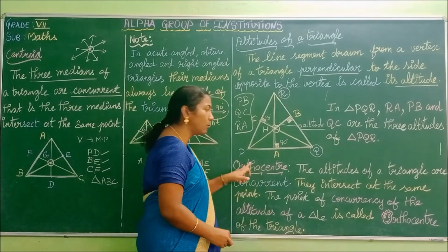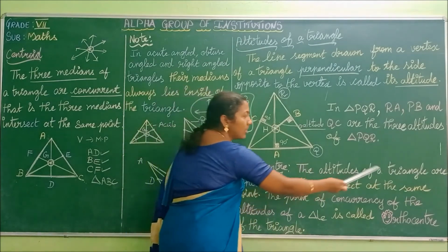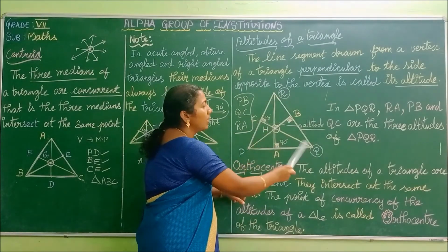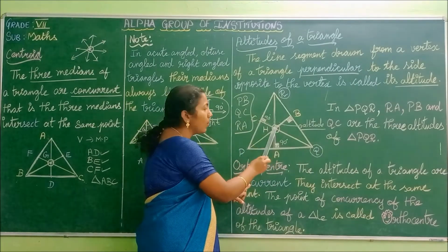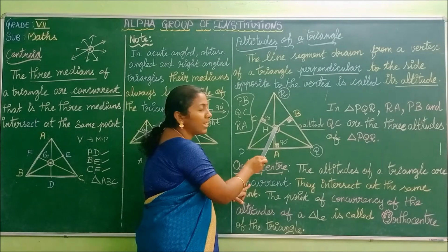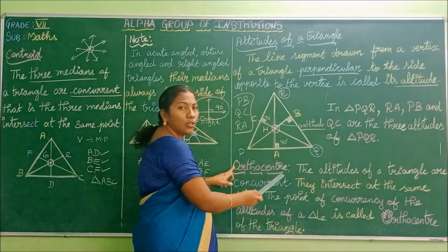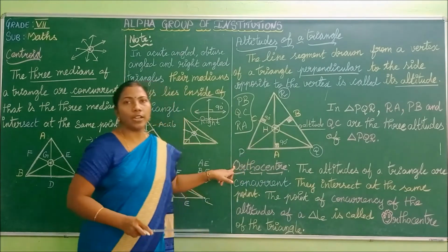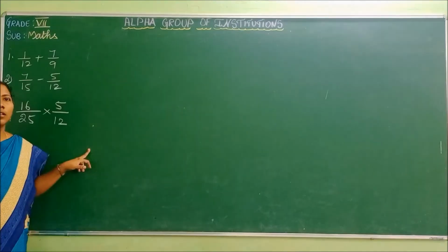I hope you understand. What is the orthocenter? The altitudes of a triangle are concurrent. These are the altitudes. They are concurrent. It means they are meeting at a point. This point of intersection is said to be the orthocenter. The symbol used for orthocenter is H. I hope you understand this concept.